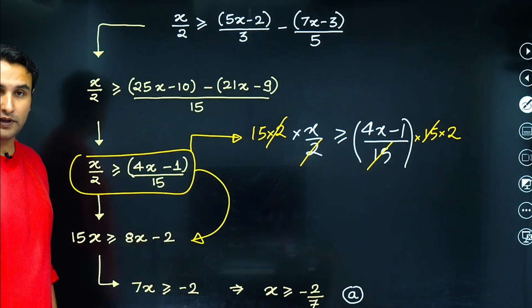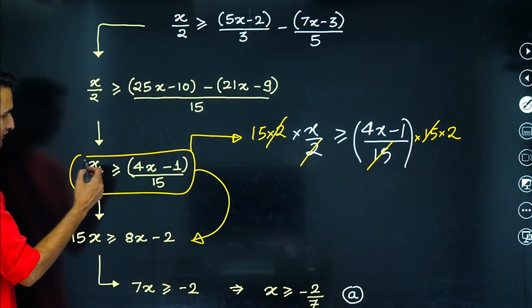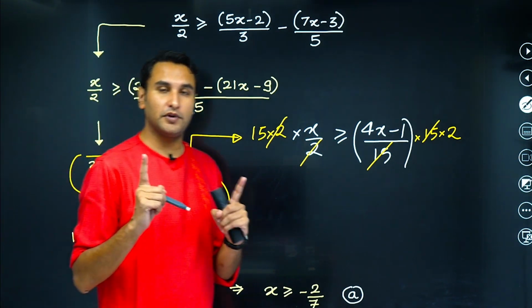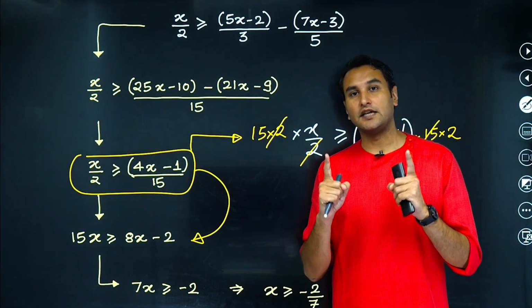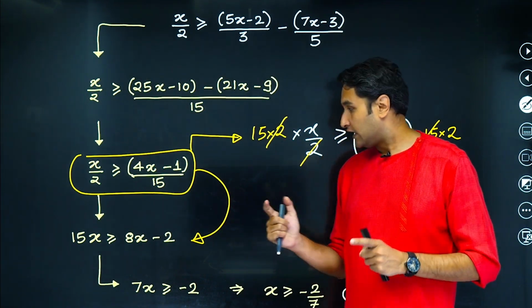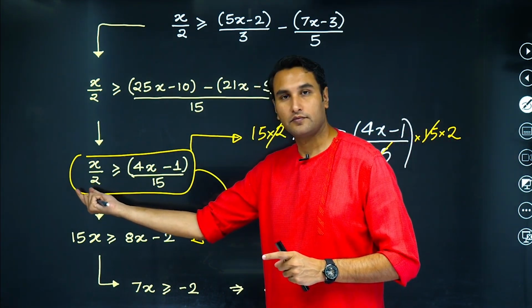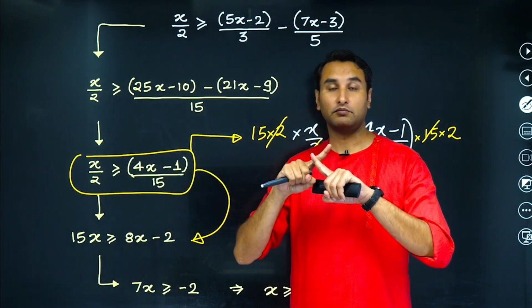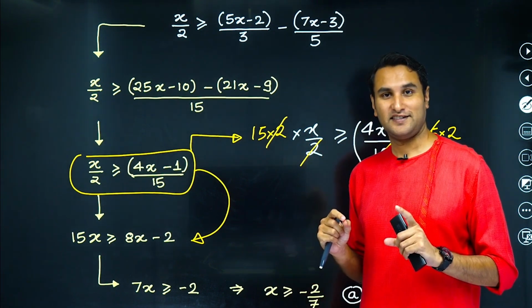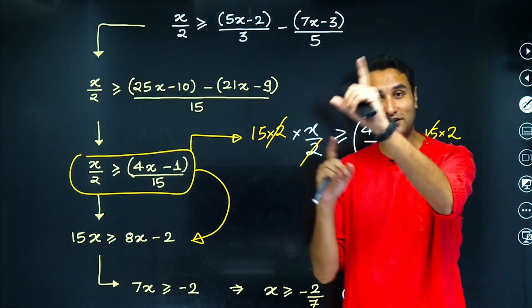Yes, you can cross multiply as well. You can take 15 on this side, 2 on that side, but remember, cross multiply only when the numbers are positive. Imagine this was minus 2. If you had cross multiplied, it would be wrong, you will die of this error, right? This is a disaster.